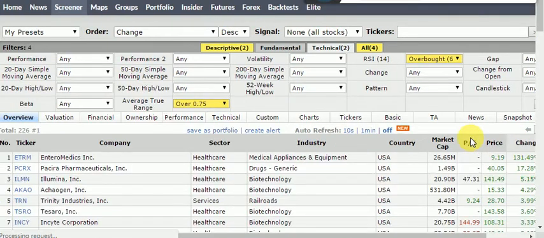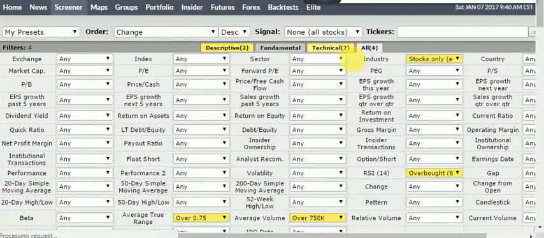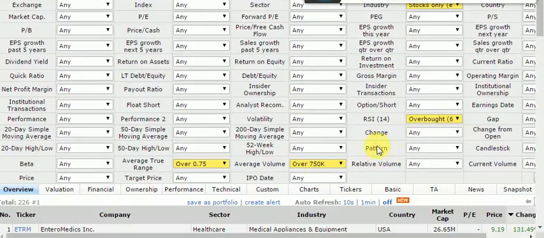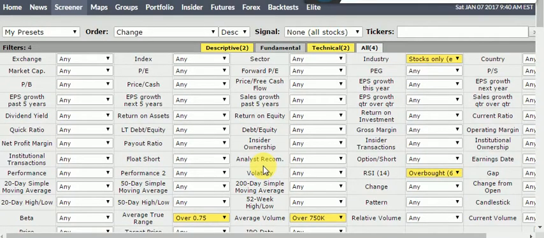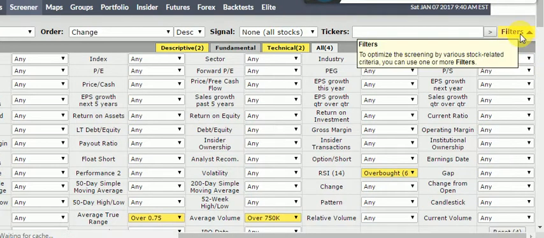Alright. So quick recap about what I use. Four things basically, nothing too much. Industry stocks only, RSI over 60, average volume over 750,000, average true range over 0.75. Right? So let's go through the stocks and see if we have anything good setting up for Monday.